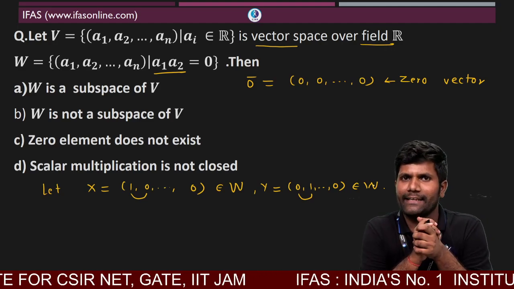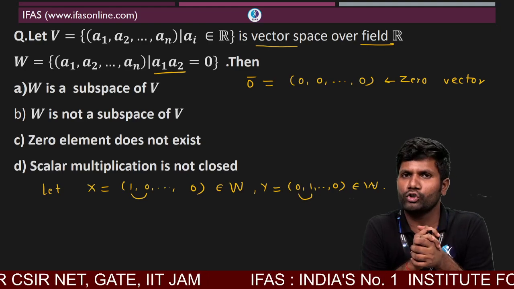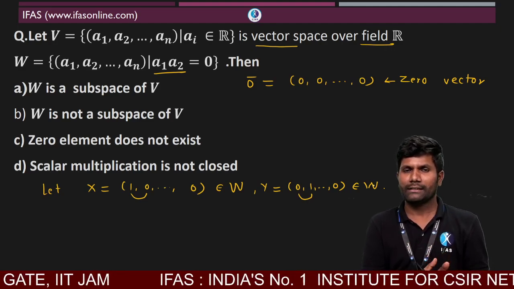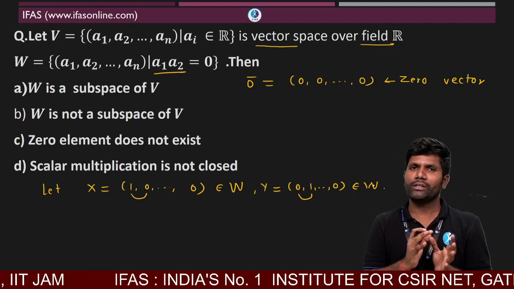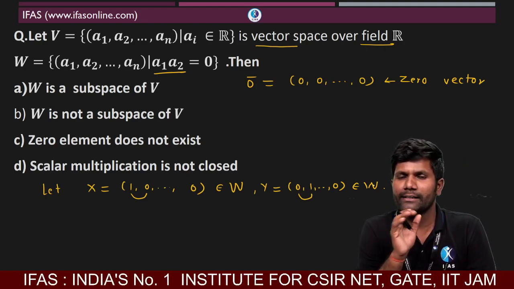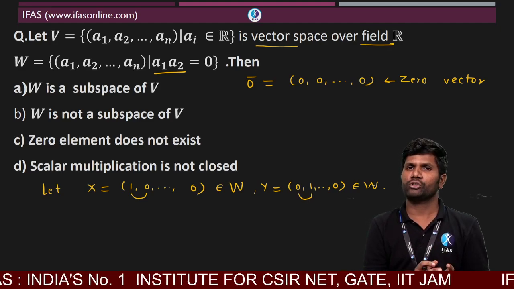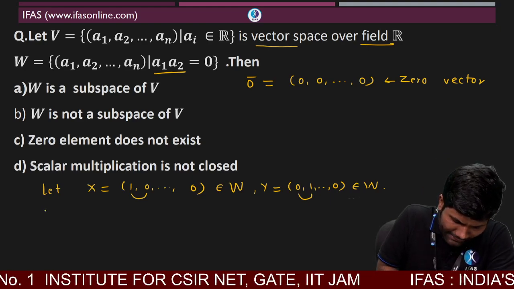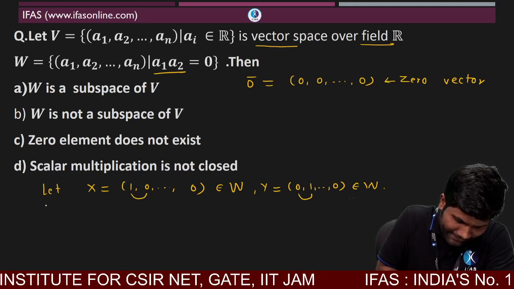Now we want to check whether their addition also belongs to W or not. If their addition also belongs to W, then it's fine. If their addition does not belong to W, then we can say that W is not closed under vector addition. So this implies that W does not form a vector space. Okay, clear? So consider x plus y.